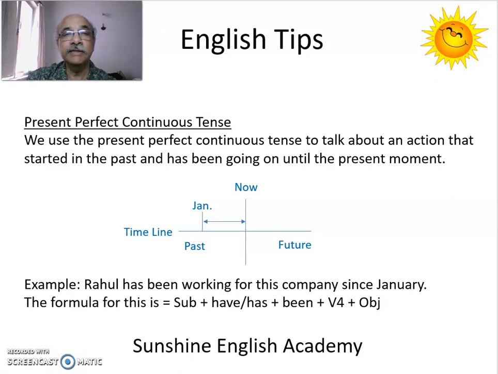The present perfect continuous tense can be represented by the formula subject plus have or has plus been plus V4 plus object. In our example, Rahul is the subject, then we have has, then been, working is V4, and this sentence doesn't have any object.